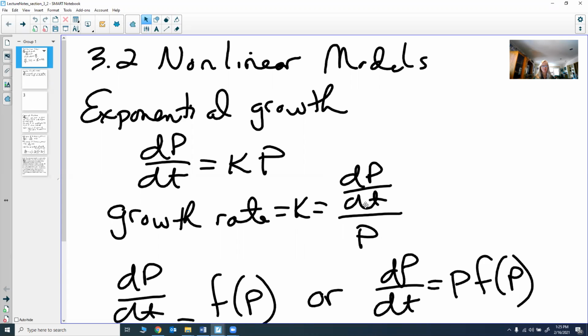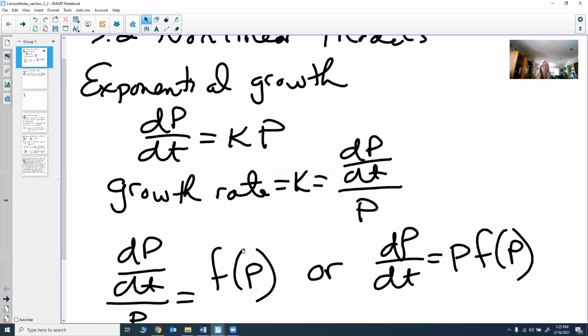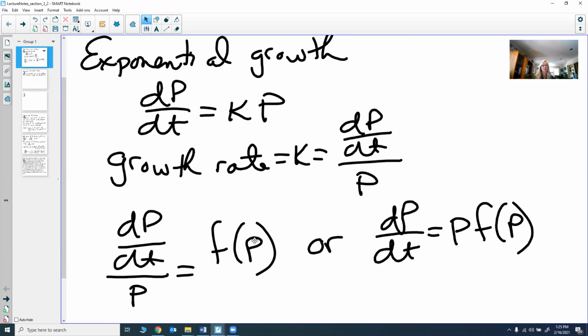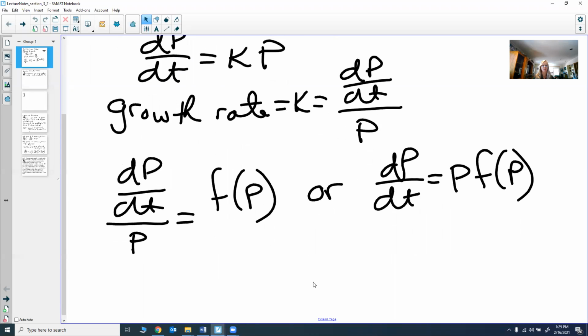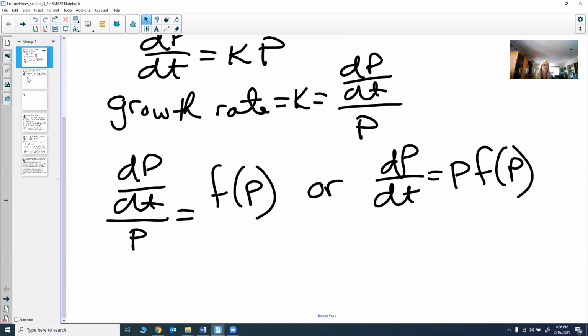Well, that's great, except what if that rate of change isn't constant? In exponential growth problems, we assume the rate of change is constant. But what if it's not constant? What if it's actually a function of your population size? In other words, your rate of change is the population size times this function of where it's changing. We want to look at what this looks like and what this becomes.